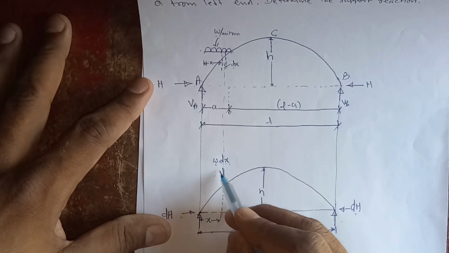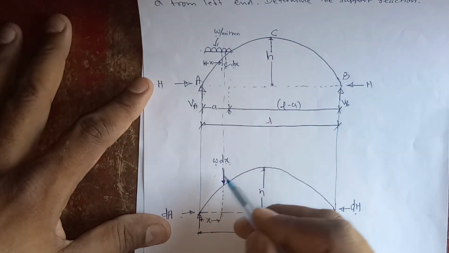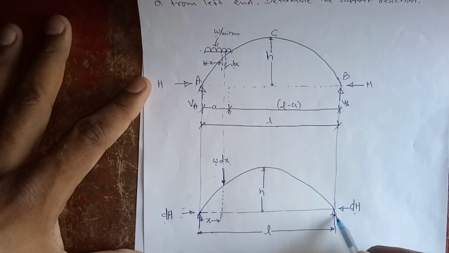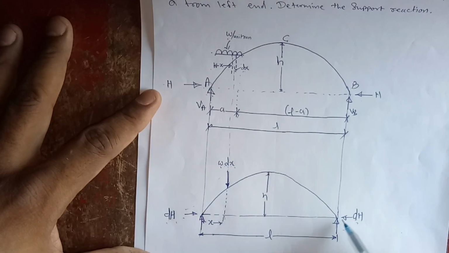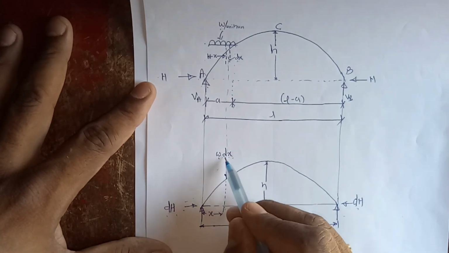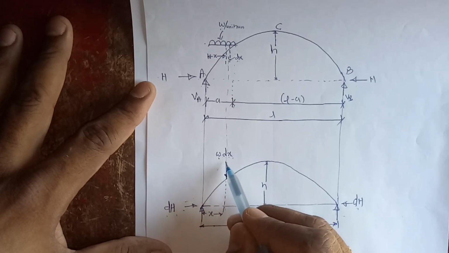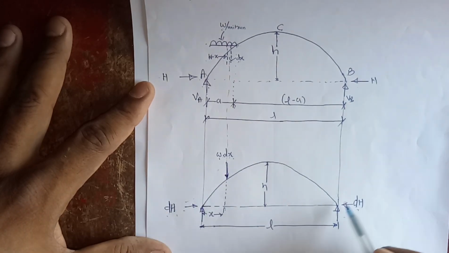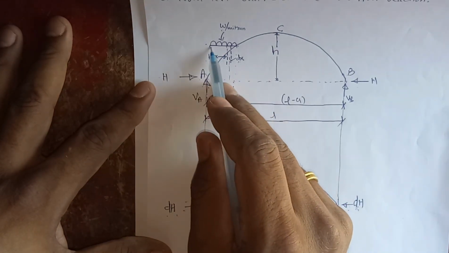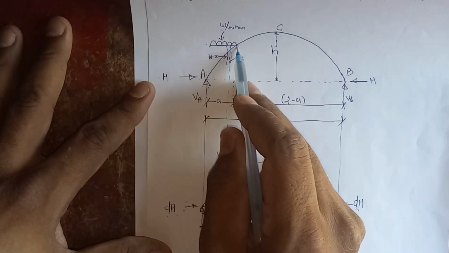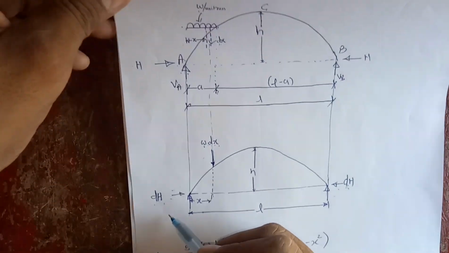So if this is the point load, then we already know what will be the horizontal reaction. But since this is a horizontal thrust reaction because of a very small load acting over an infinitesimally small length dx, whatever thrust develops, I am writing it as dH. So if we integrate that over the length from 0 to a, we'll get the final H.